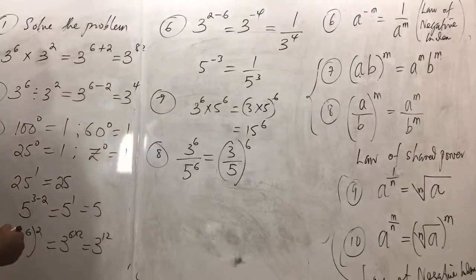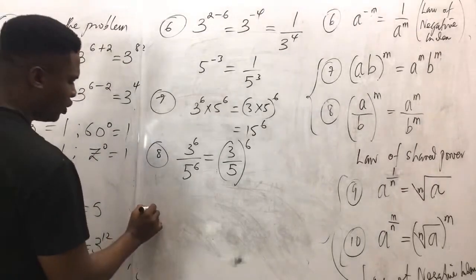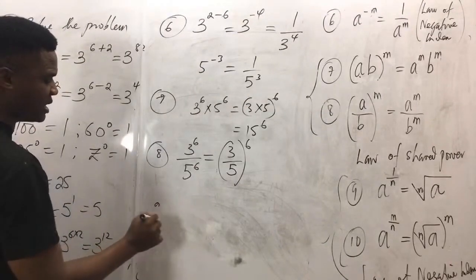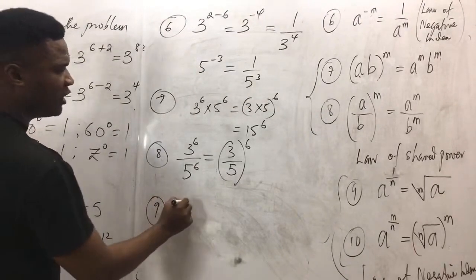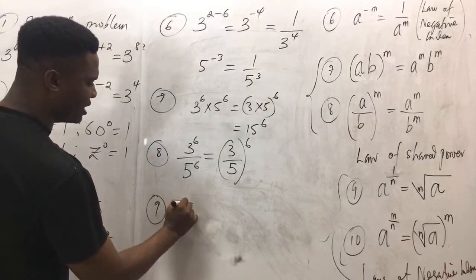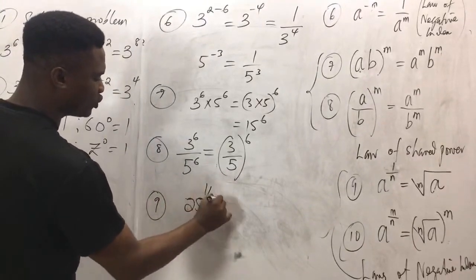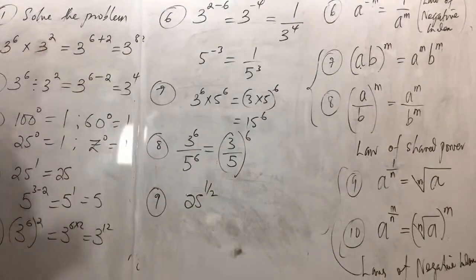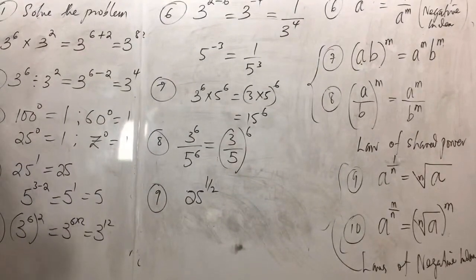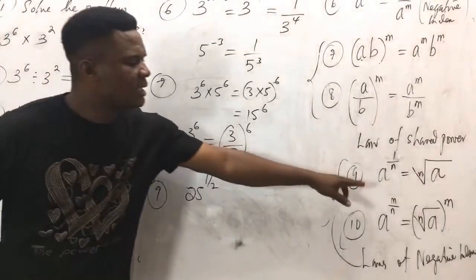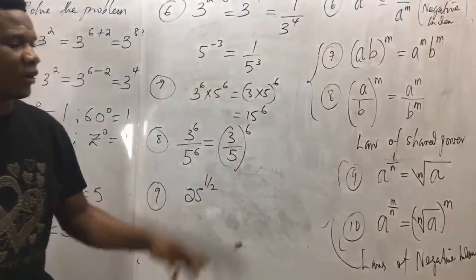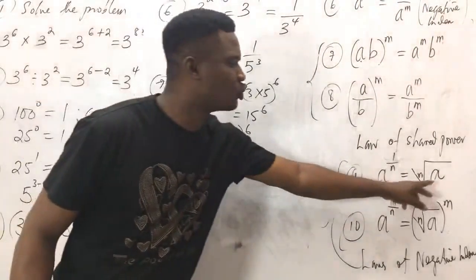What about law number 9 and law number 10? In this instance, I'm going to explain this further, but take note. What if you were asked to simplify 25 raised to the power 1 over 2? And this is where I have to give a little explanation. Please take note. You will notice that a raised to the power 1 over n, according to law number 9, is the nth root of a.